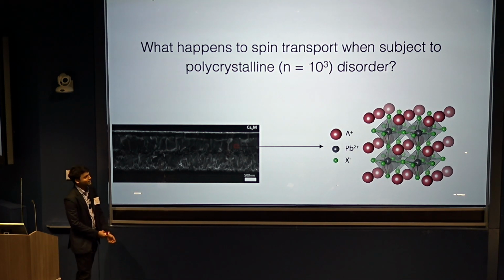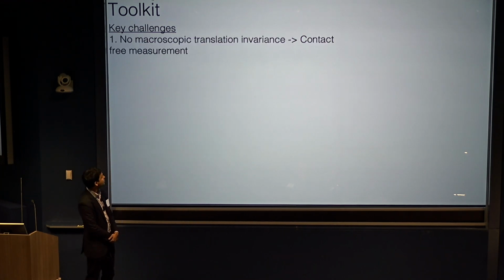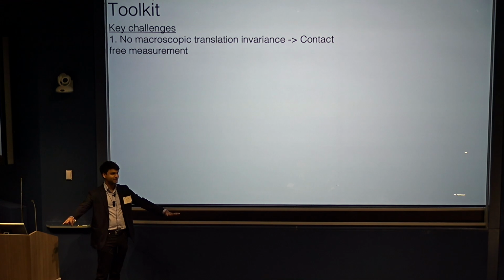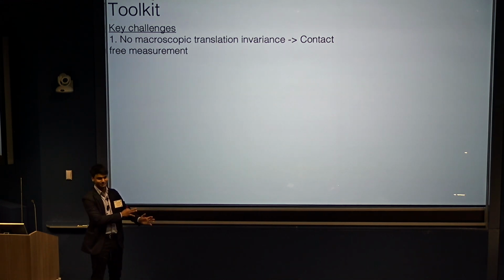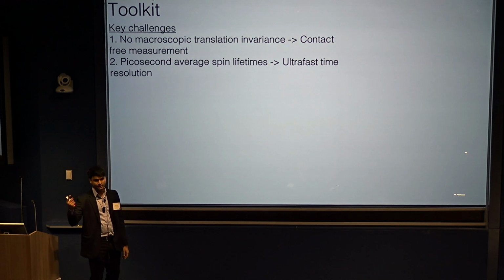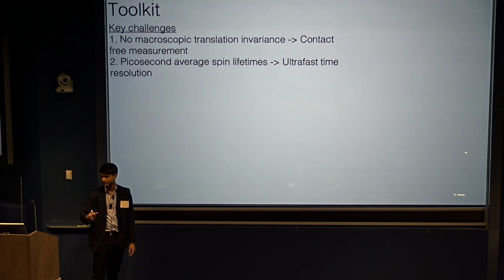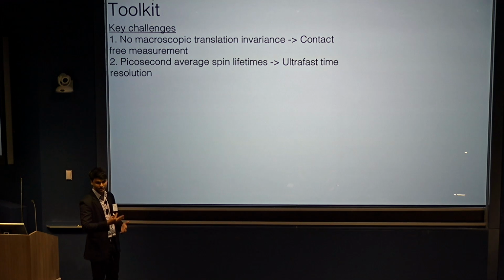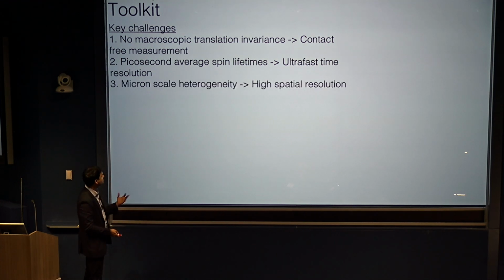So in order to be able to answer this question, in my PhD, I tried to develop a new tool because there are some key challenges. The first is, of course, there's no macroscopic translation invariance, which means I can't slap on contacts at the end of my crystal and say, all is good, everything in the middle is the same. The other problem is that when you photoexcite these systems, the spin relaxation is quite fast. So you need the ability to capture these local spin currents on very short timescales. And of course, there's massive micron scale heterogeneity. So I also want to be able to spatially resolve what's going on.